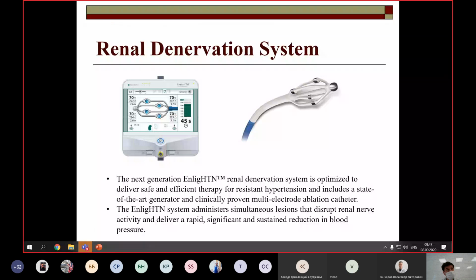So sometimes, if this hypertension is resistant, we have a denervation system. It is a specific procedure, like an ablation procedure in the coronary artery, in cardiology. It includes a state-of-the-art generator and a clinically approved multi-detector ablation catheter that you can see on the slide. This procedure is recommended optionally, but not generally, for patients with resistant hypertension, but the effect is temporary, for 6 or 8 months of follow-up.